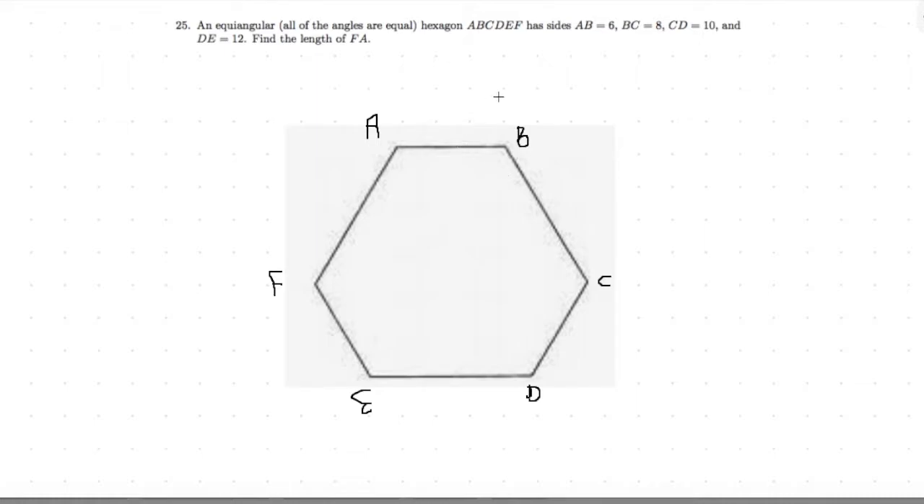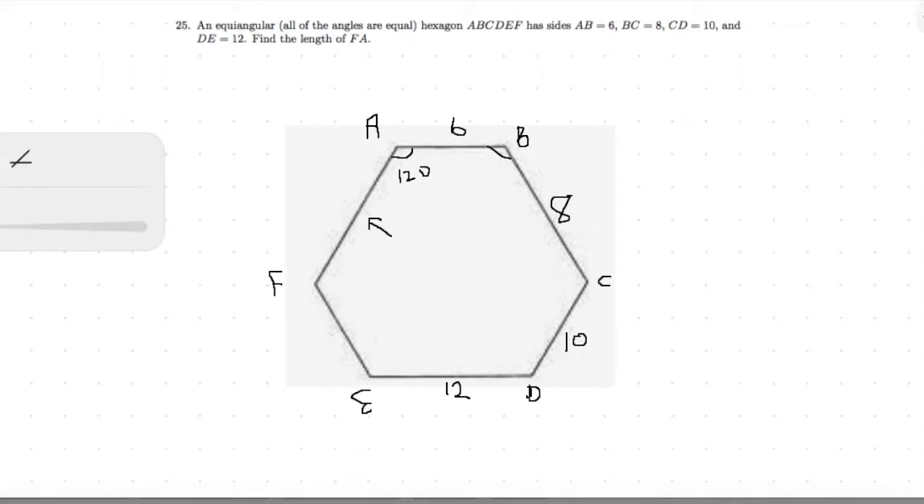So let's label the lengths we know. AB equals 6, BC equals 8, CD equals 10, and DE equals 12. Now, this is the length we want, right? How could we go about finding it? Well, this problem has a key insight. First, let's start by considering this angle. It's 120 degrees, and this angle over here is also 120 degrees.